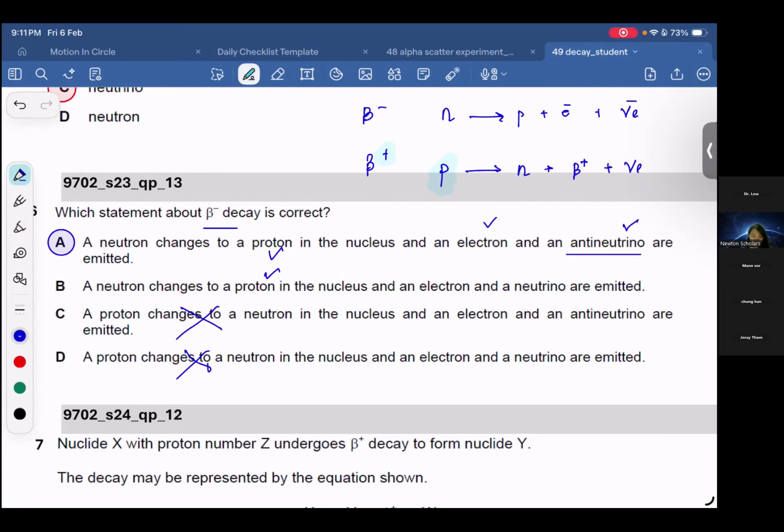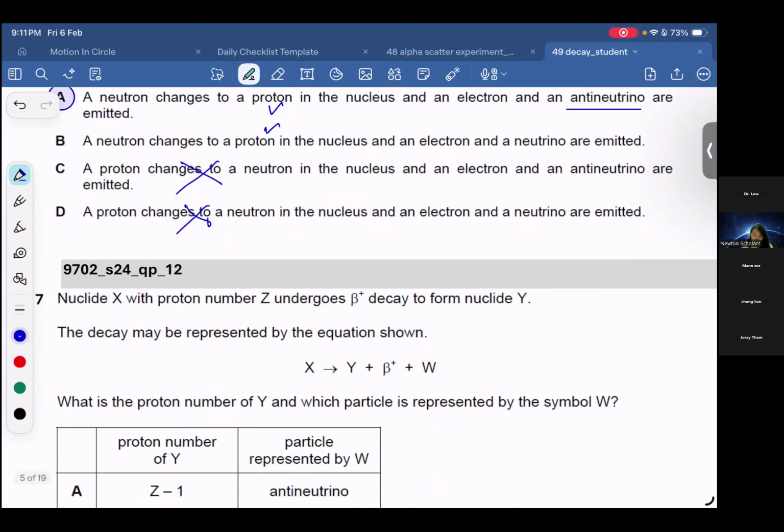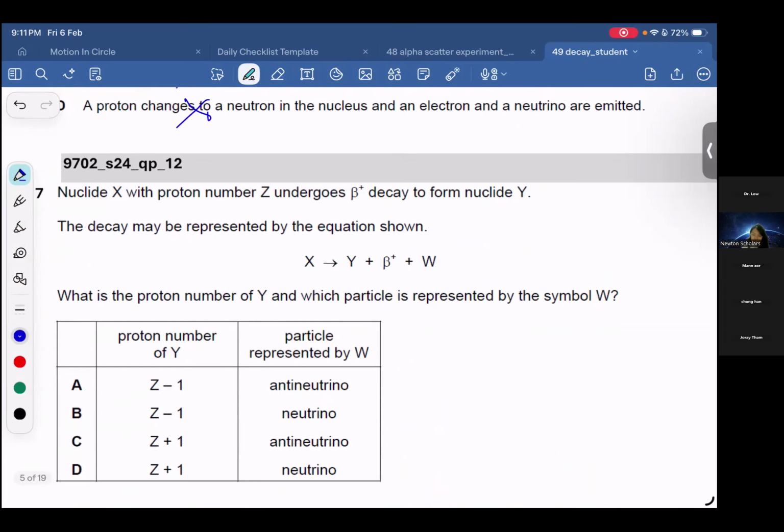Okay, we go to question number 7, 2024. Nuclide X with proton number Z undergoes beta plus to form Y. The decay may be represented by the equation below. What is the proton number of Y and which particle is represented by the symbol W?